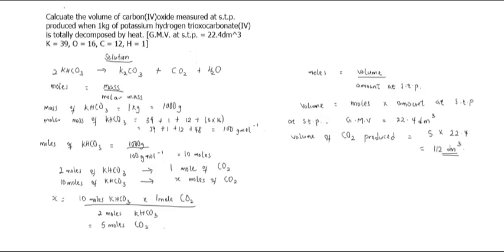The volume of carbon dioxide produced at s.t.p when 1 kilogram of potassium hydrogen trioxocarbonate 4 is totally decomposed by it is 112 dm³, and that serves as the final answer.